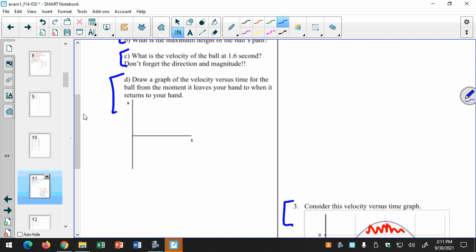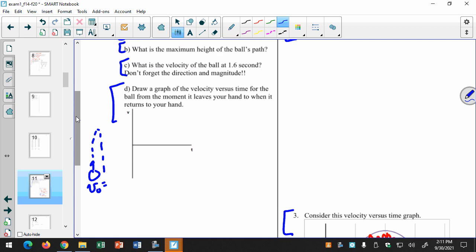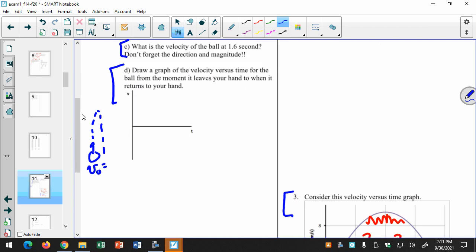So what is the total time for the ball in the air? Remember, working this problem, it goes up and it comes back down. I know a few things. I know the initial velocity for this ball is 32. I know that the velocity at the top is equal to 0, and I know the acceleration in the y direction is equal to minus 10 meters per second squared.